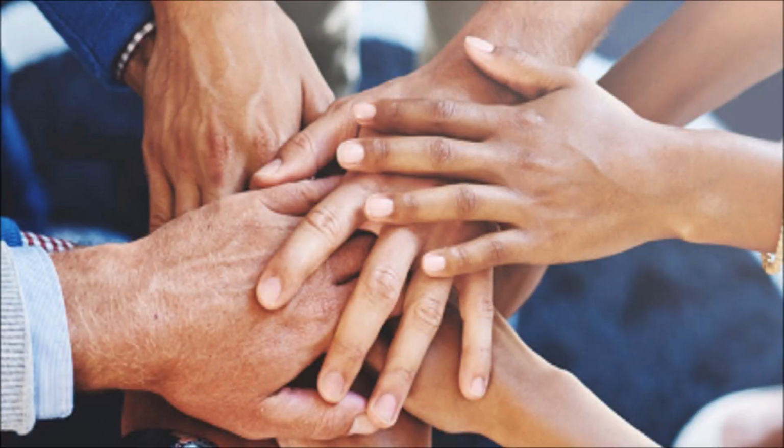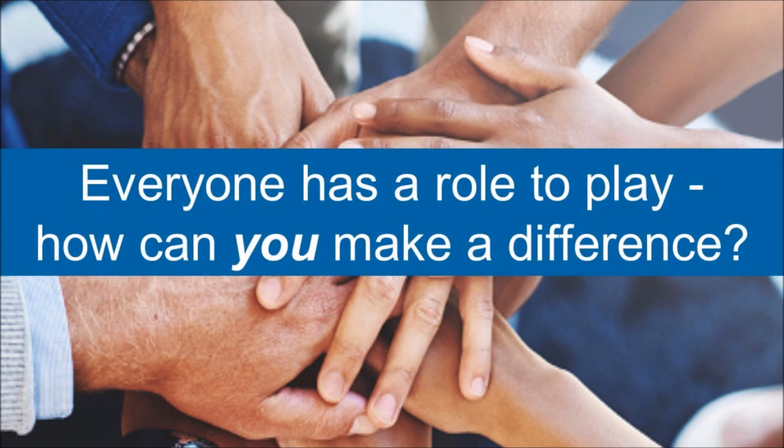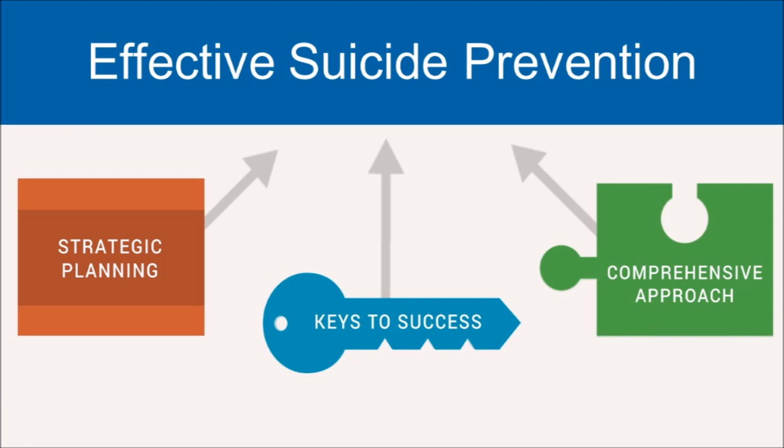Suicide is a complex problem, and no single approach can solve it. Preventing suicide takes coordinated efforts rooted in data, research, and an understanding of the local context. SPRC's effective suicide prevention model is a blueprint you can use to develop efforts tailored to your situation, which are most likely to create change.